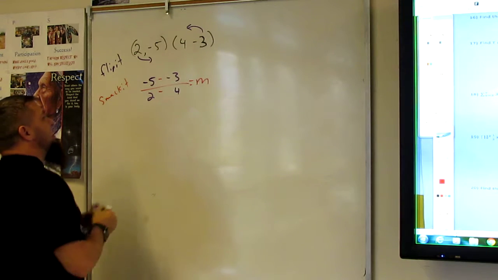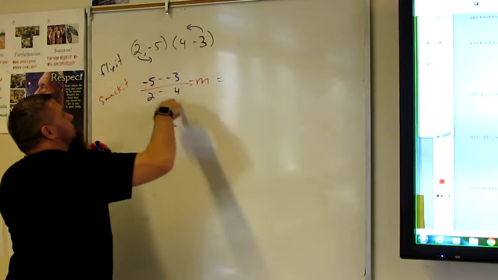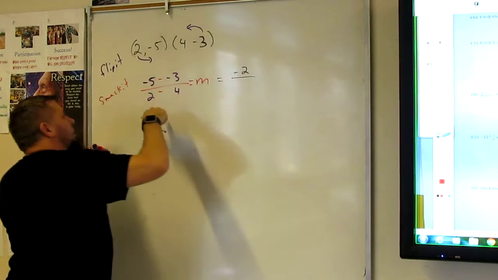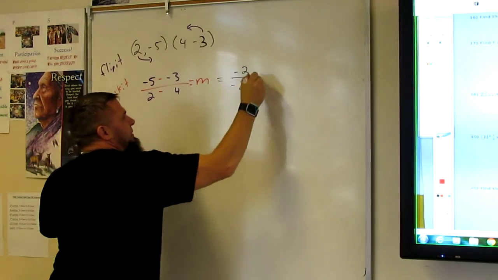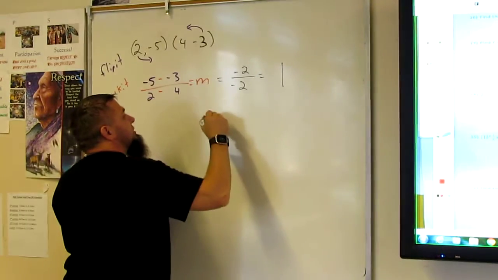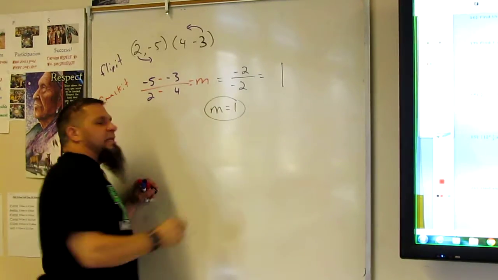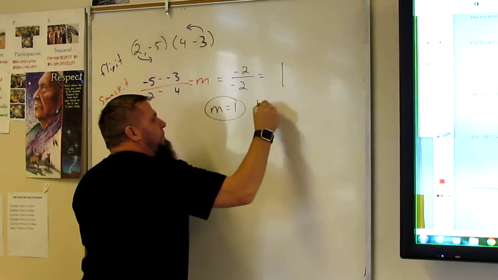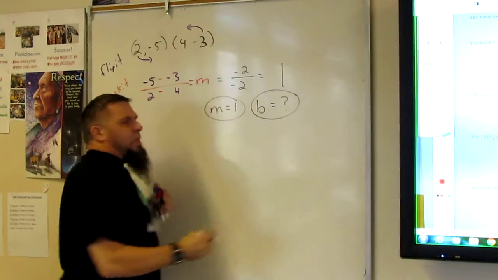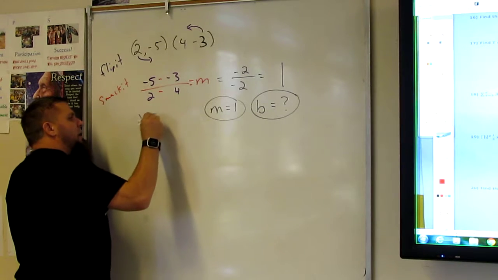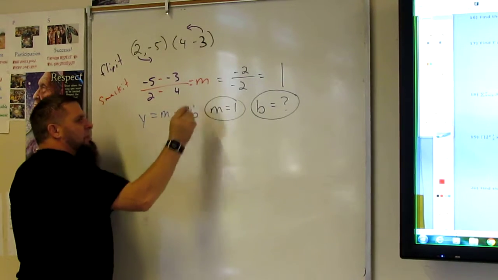So what this is equal to is -5 plus 3, which is -2, over 2 minus 4, which is -2. So that is 1. So the slope is equal to 1. That's M. In order to write the equation, I need to know M and I need to know B. We don't know B. So now we got to use our equation. What's the equation? That's right. Y equals mx plus B.